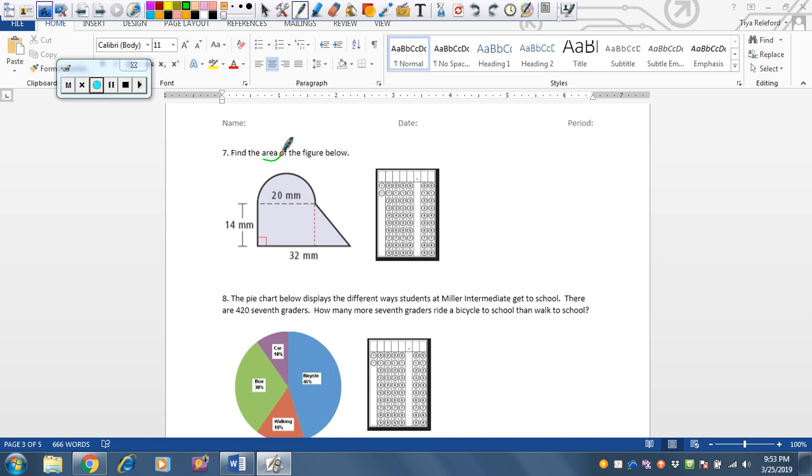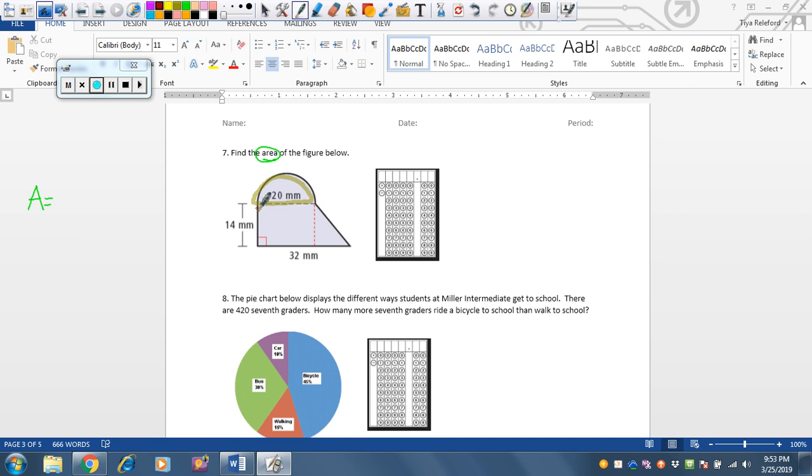Number 7 is area again. You might have 2 shapes, you might have 3. It depends on how you break them up. But this semicircle means you're going to have to divide by 2. So you're going to need area of a circle, and then don't forget to divide by 2.